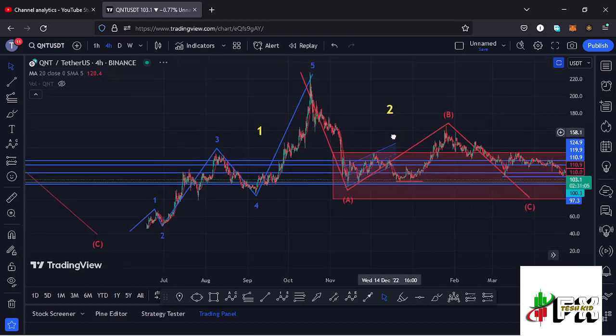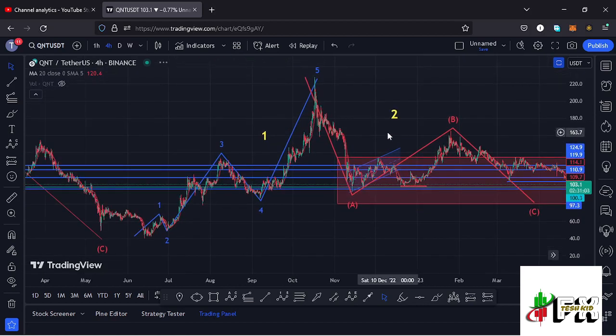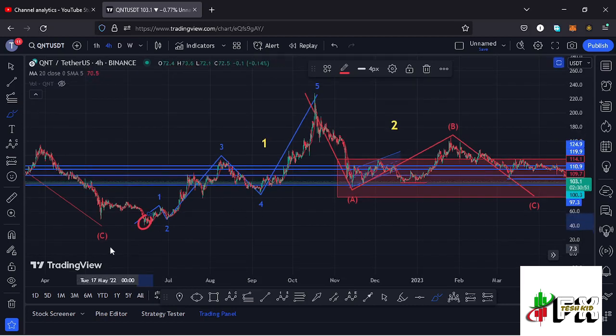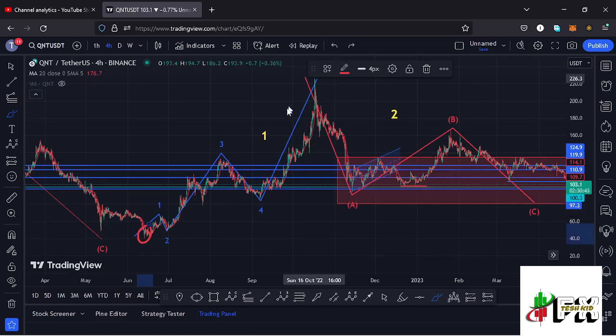Starting the video by first giving you the long-term outlook here on the Quant chart, where you can see that we saw our bear market low at around the $40.1 mark. Then we started a very impulsive move to the upper side, where we peaked in this 5-wave structure, having the wave 5 giving us a high at around the $229 mark, completing the formation of this larger Elliott wave count 1.